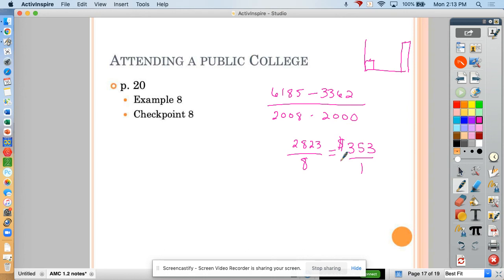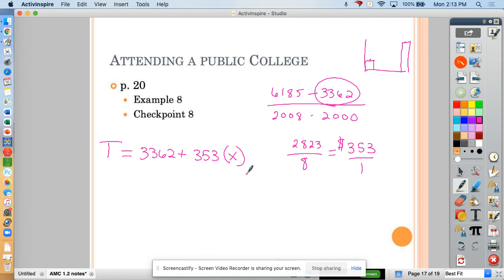Then it says write a mathematical model using T as tuition. We would take our beginning number. We always start from the beginning. So 3,362 plus the $353 every year. We don't know how many years, so we can interchange that X with however many years we want. So that's the B part. That is your mathematical model so that you can predict whatever you want, whenever you want.